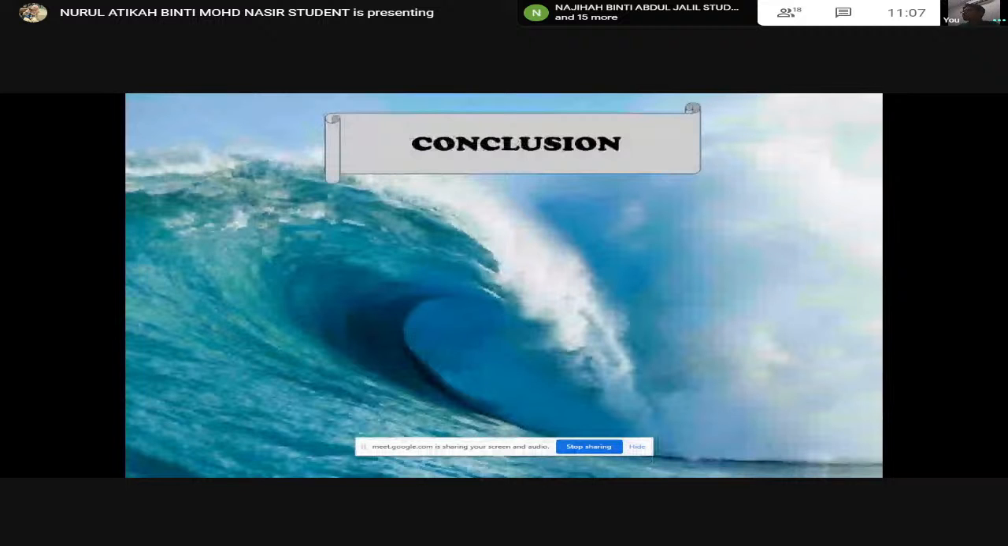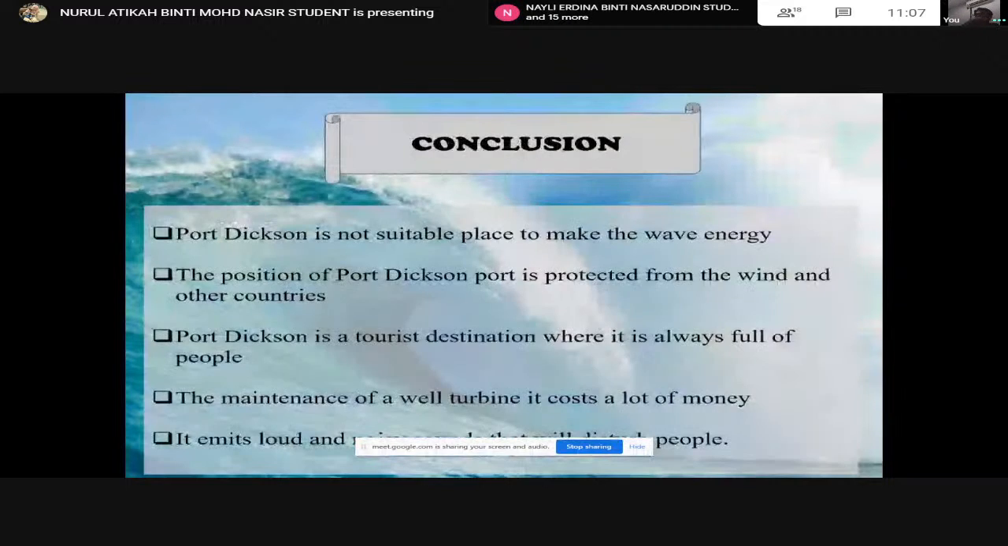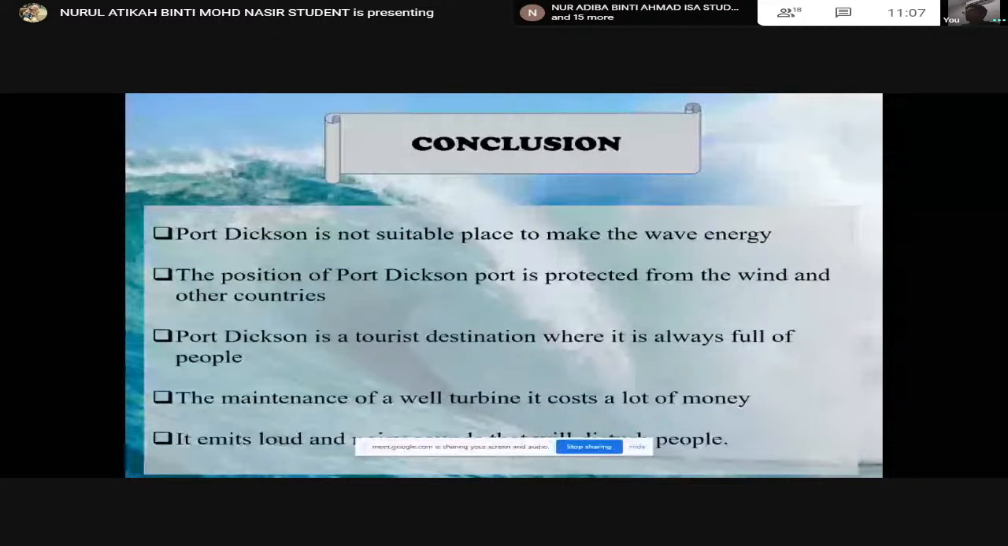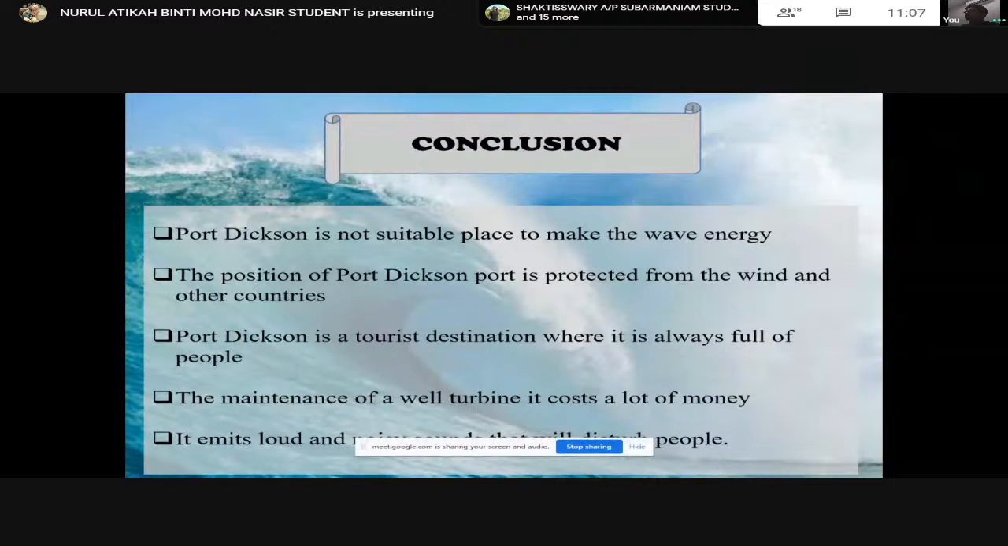So for the conclusion, we made that Port Dickson is not a suitable place for wave energy. This is because Port Dickson is protected from the wind by other countries. Port Dickson is also a tourist destination where it is always full of people. So the maintenance of the Wells turbine costs a lot of money and it emits noise that disturbs the people there. Thank you.